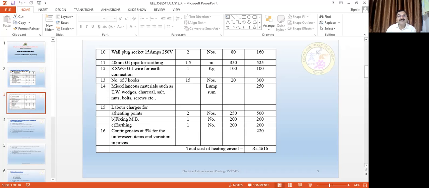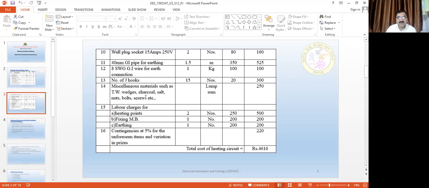And these are the miscellaneous materials. Teakwood wedges, charcoal, salt, sand, it is not mentioned here. So these charcoal, salt, sand are required for the earthing. The earth pit should be filled with alternate layers of charcoal, salt and sand.